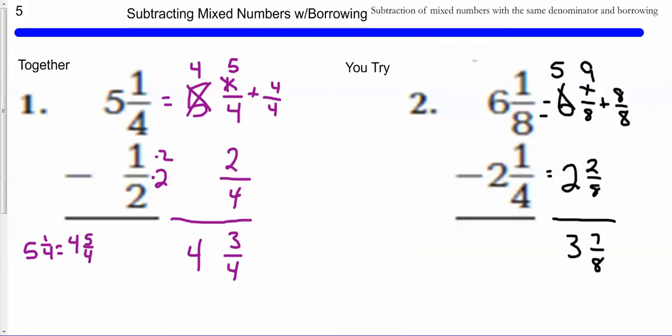Welcome back. You'll notice here that I found my common denominator, which was 8. So now I rewrote my equivalent fractions. 1/8 is 1/8. 1/4 is 2/8. Can't do 1 minus 2, so I need to borrow.